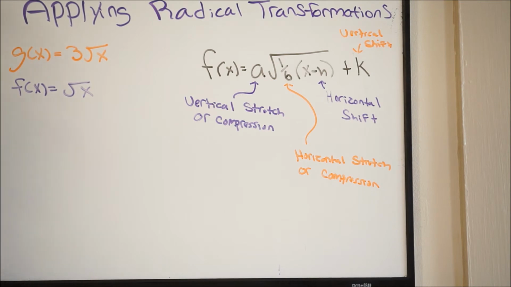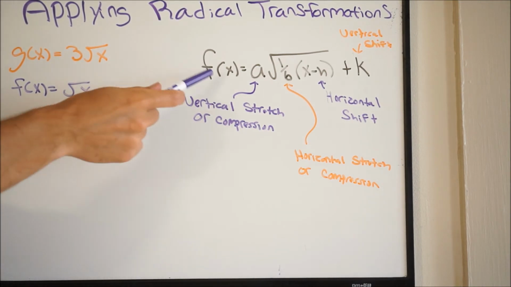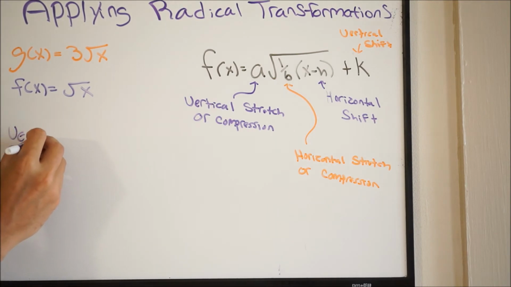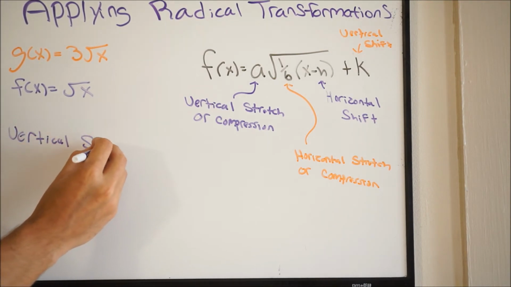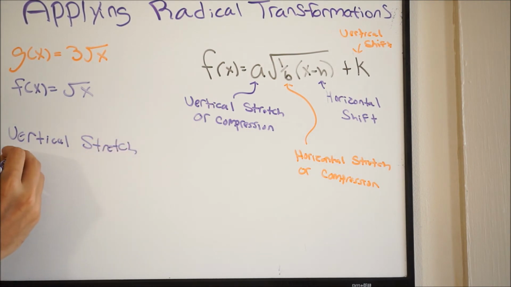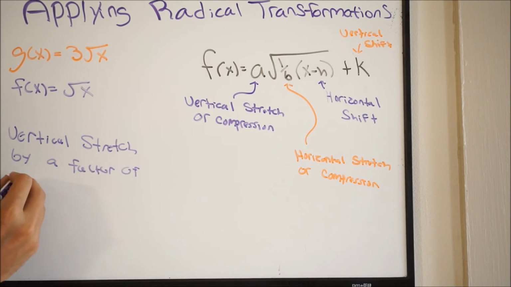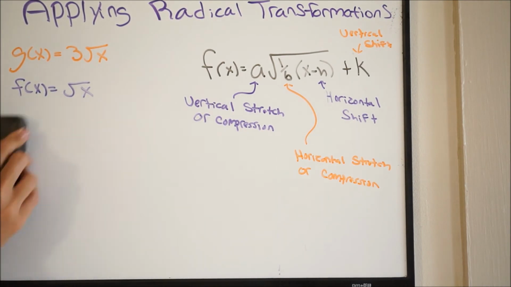Okay, so what is the transformation that took place here? Well, again, use your key here. Notice that that's going to be my A value, so it's either going to be a vertical stretch or compression. So if A is greater than 1, remember what I said, it's going to be a vertical stretch. So this is going to be a vertical stretch by a factor of 3. Okay? So the vertical stretch by a factor of 3, and that's it. Alright, let's move on.